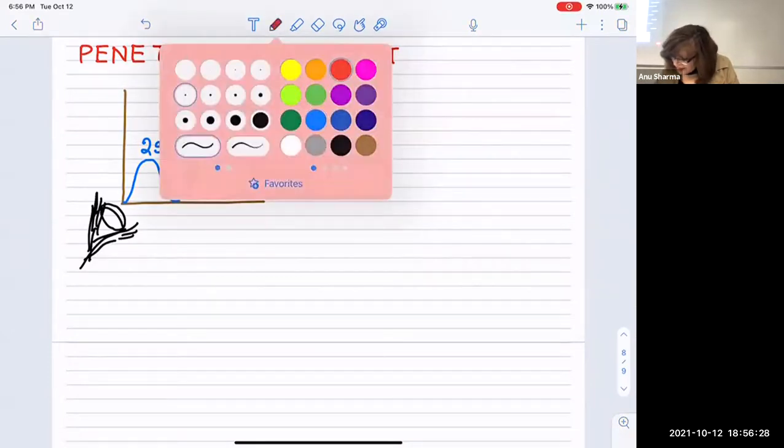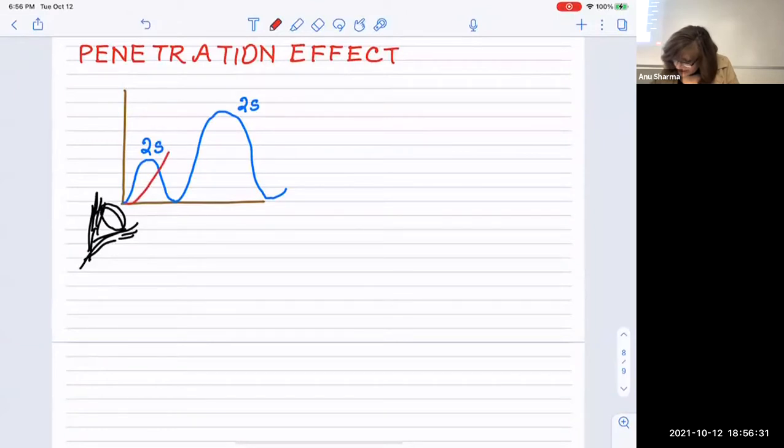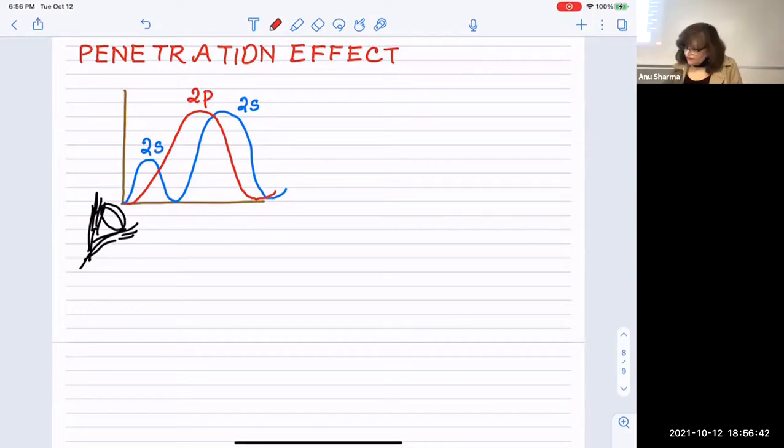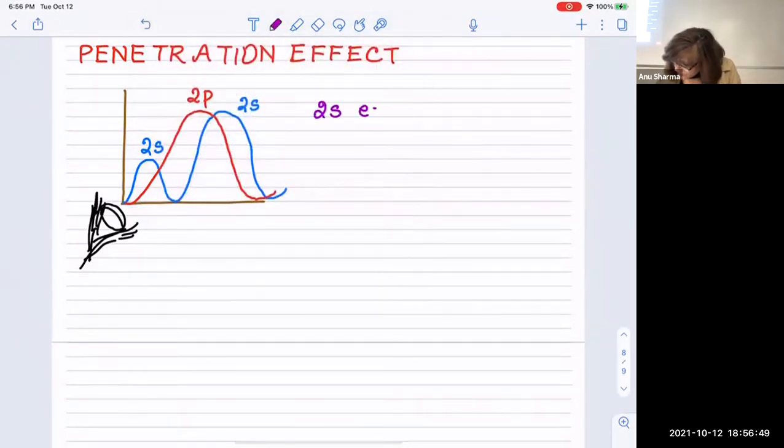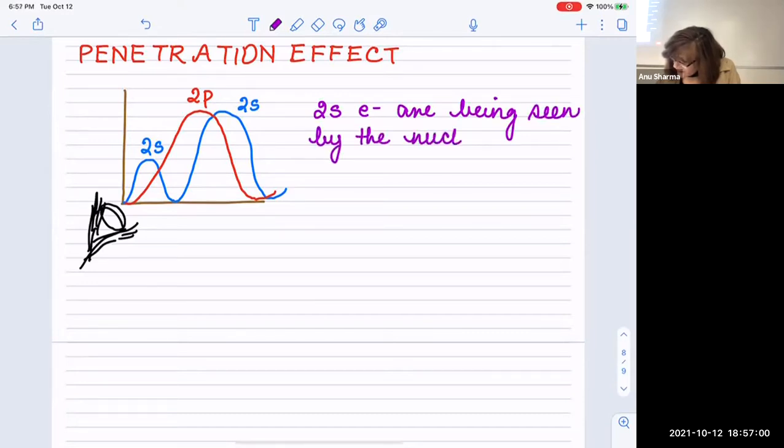But the 2p he sees, yes, but it gets shielded. So once in a while it sees the 2p, but then it becomes shielded by 2s. So 2p it's able to see only once. You see that? So the electrons in 2s are being seen by the nucleus more, so they are more in control of the nucleus. Therefore, nuclear pull is more.